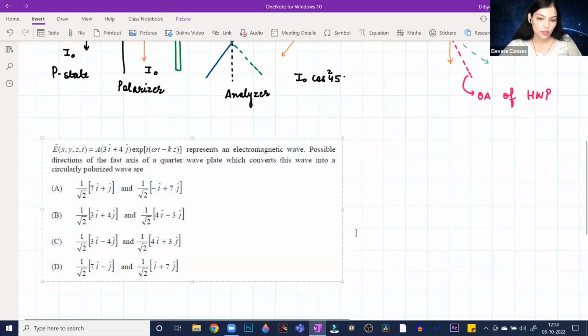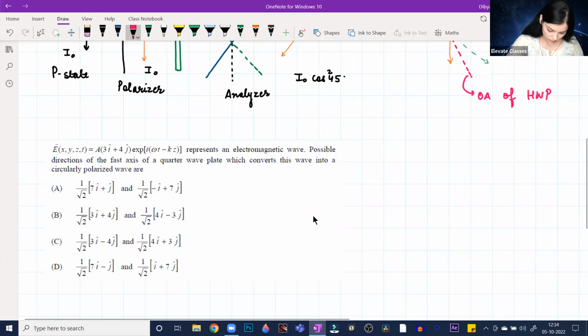Okay, so this is question number 2. This is from JAM 2006.